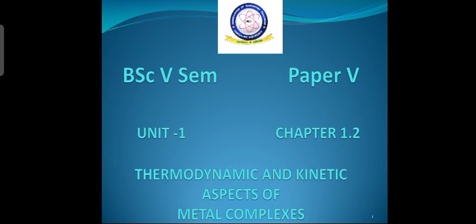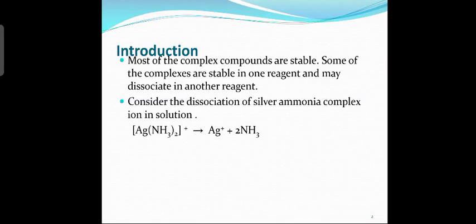Good morning, students. Today let us start chapter 1.2, Thermodynamic and Kinetic Aspects of Metal Complexes. Now, what are the thermodynamic and kinetic aspects of metal complexes? Most of the complex compounds are stable. Some of the complexes are stable in one reagent and may dissociate in another reagent.